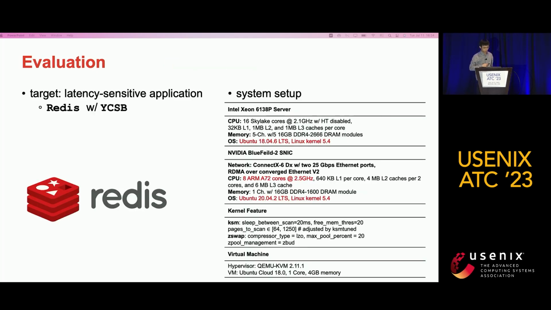Okay, and now we come to the evaluation part. So we target latency-sensitive workloads here. We run the YCSB workload with Redis, and on the right, the table shows our system setup. We use an Intel Xeon CPU with an NVIDIA BlueField 2 SmartNIC. And I want to highlight that this BlueField 2 SmartNIC has 8 ARM cores, and both machines run Linux kernel 5.4.